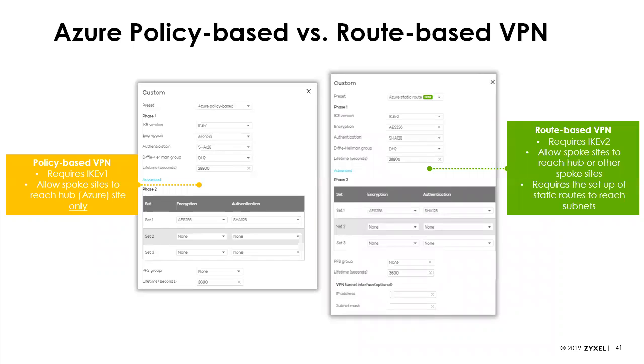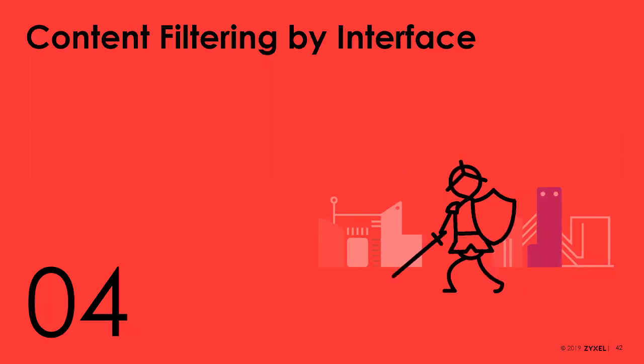So it's showing here, if you use a policy-based VPN, it does require IKEv1, and it will allow spoke sites to reach the Azure hub only. If you use route-based VPNs, it uses IKEv2, and this will allow spoke sites to reach the hub or other spoke sites.